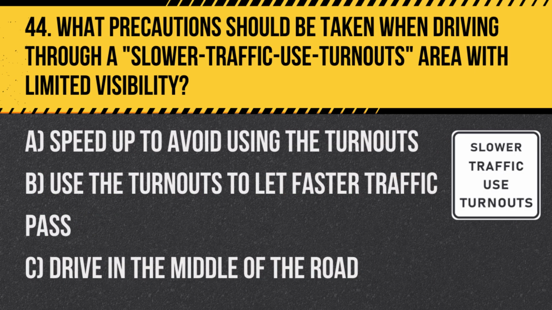Question 44. What precautions should be taken when driving through a slower traffic use turnouts area with limited visibility? A. Speed up to avoid using the turnouts. B. Use the turnouts to let faster traffic pass. C. Drive in the middle of the road. Answer. B. Use the turnouts to let faster traffic pass. Limited visibility areas require allowing faster traffic to pass safely.